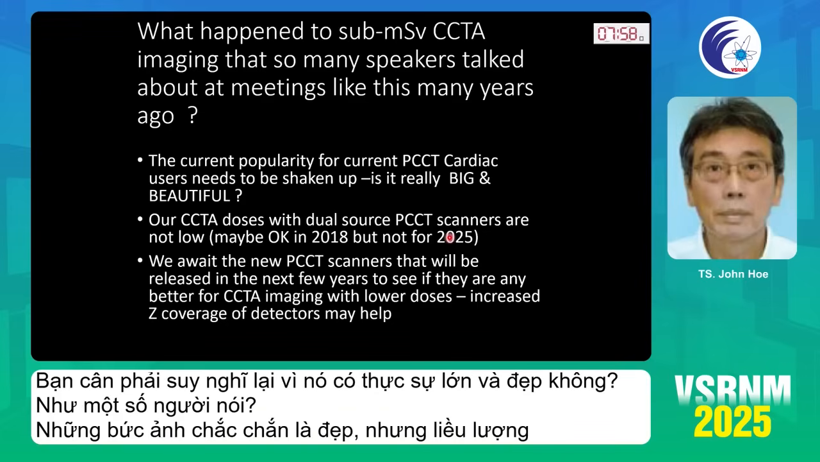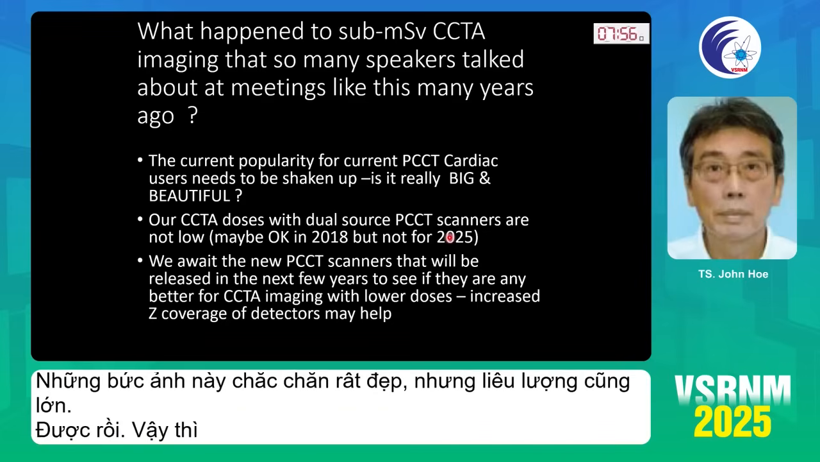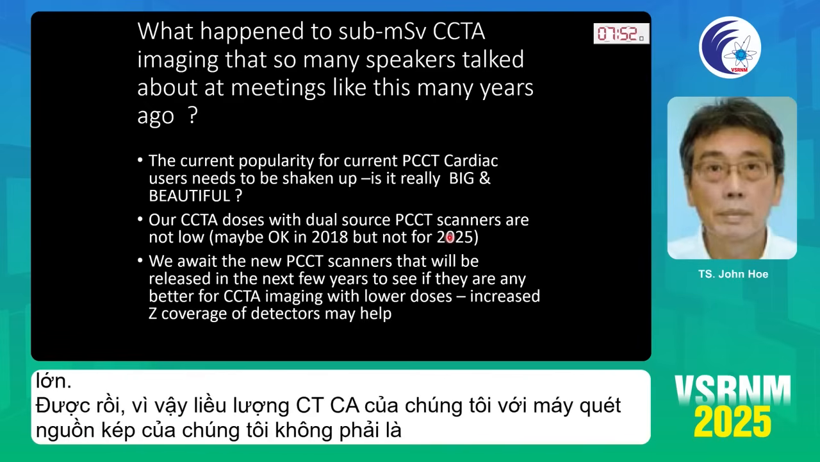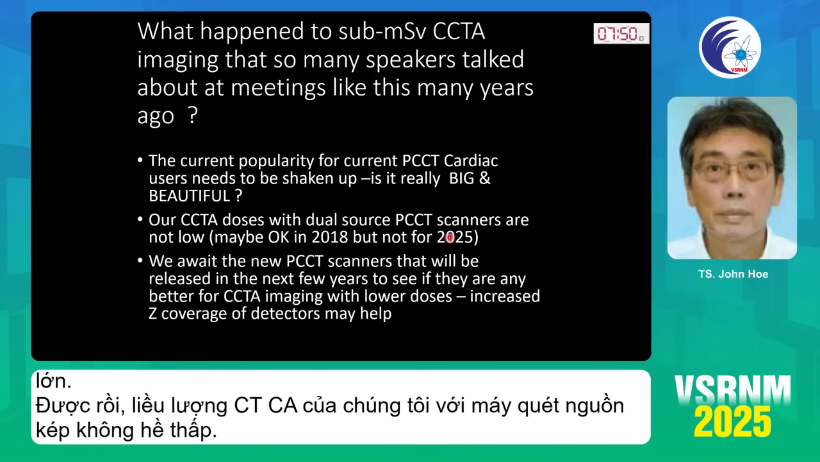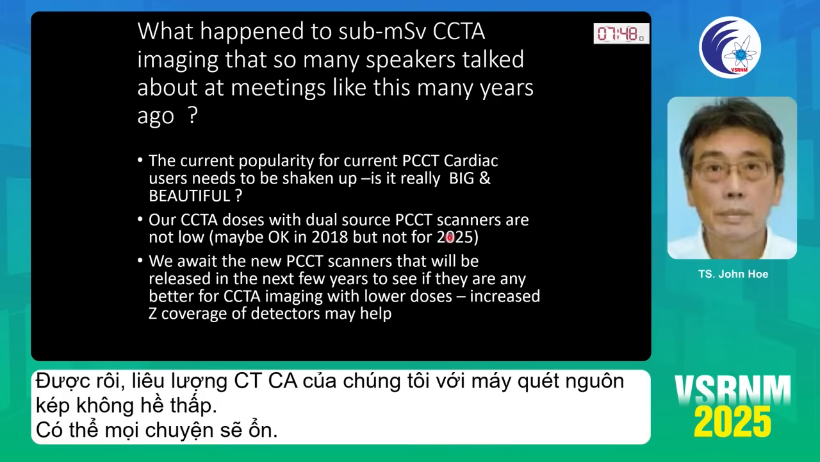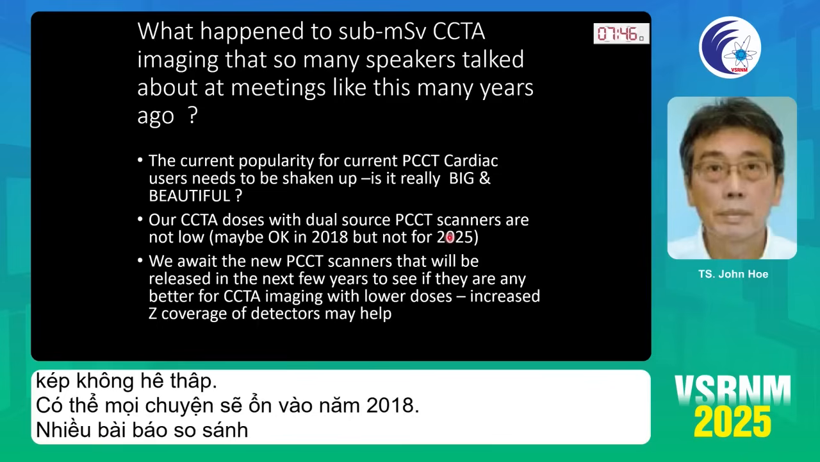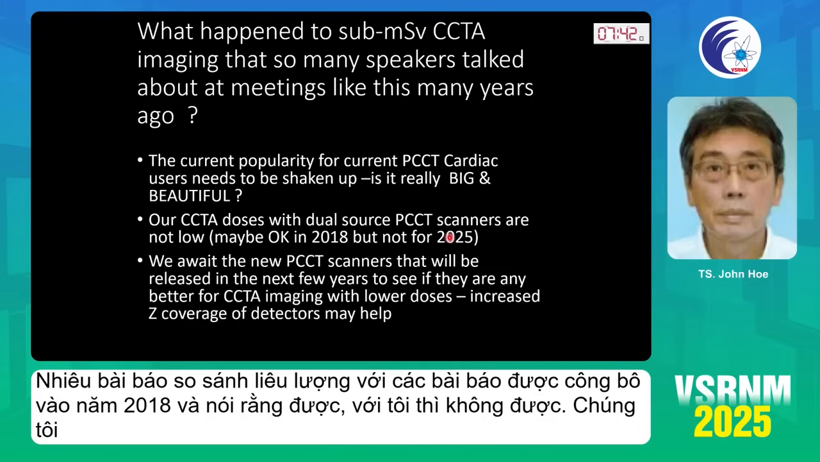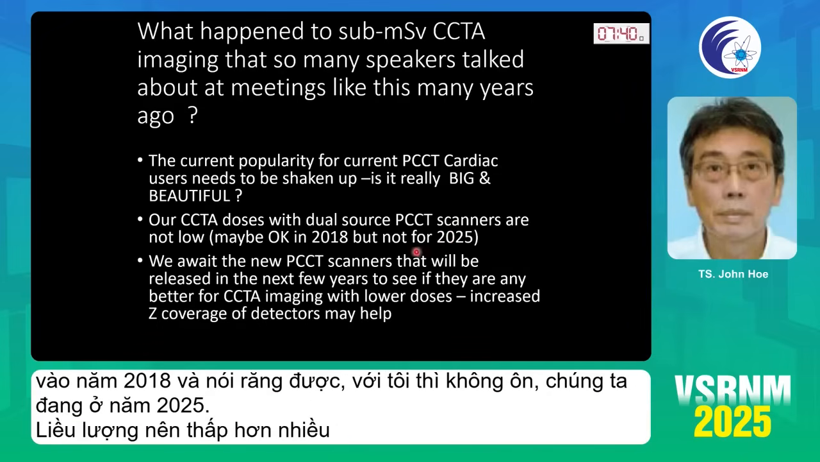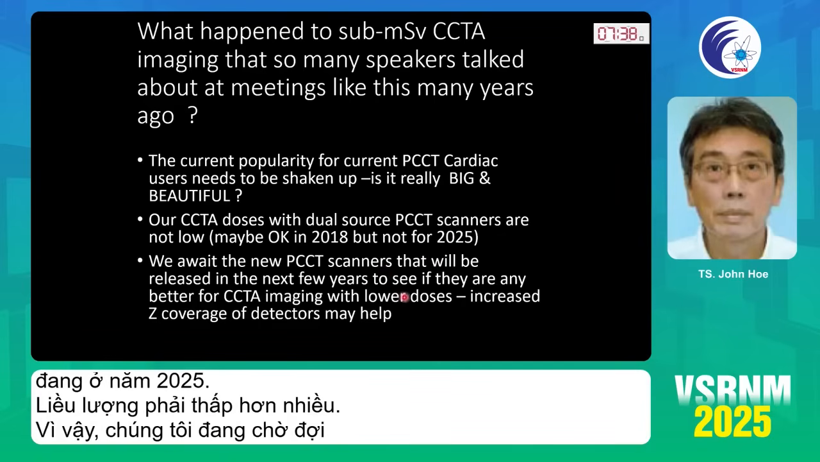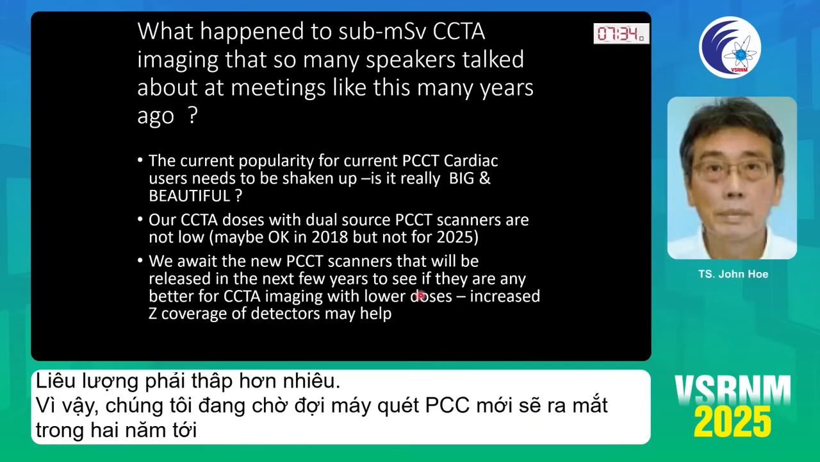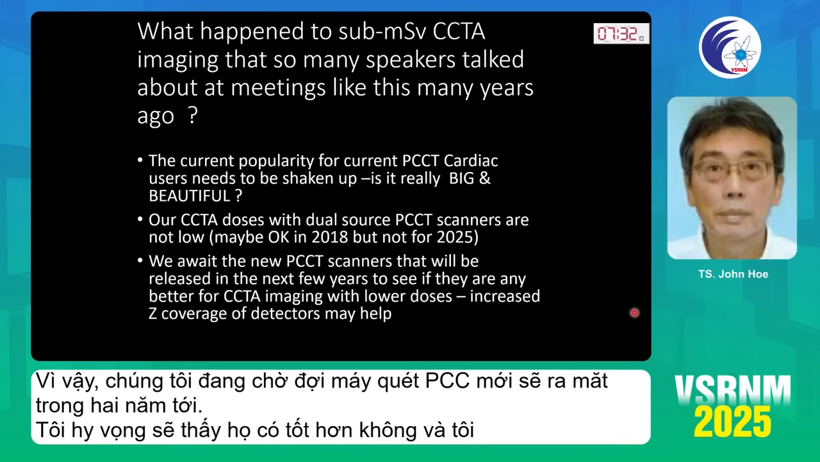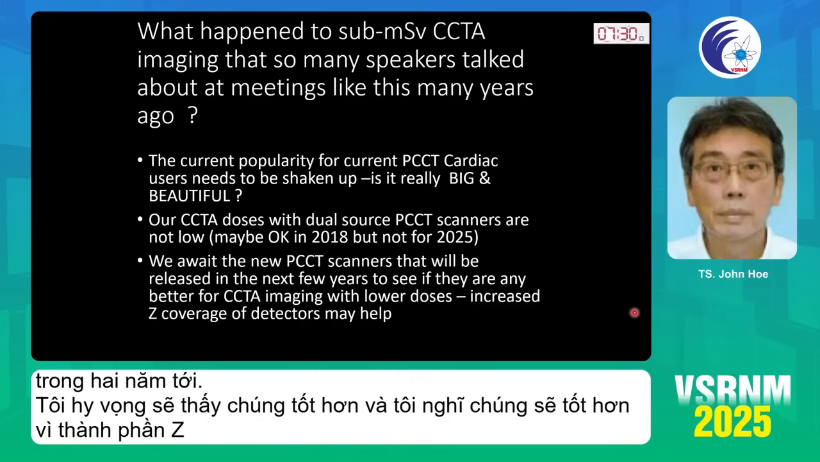So our CT-CA doses with our dual source scanner are not low. It may have been okay in 2018. Many papers compare the doses to papers published in 2018 and say it's okay. To me, it's not okay. We are in 2025. The dose should be much lower. So we're waiting for the new PCCT scanners that are coming out in the next 2 years, I hope, to see if they're better. And I think they will be better because the Z coverage may help.